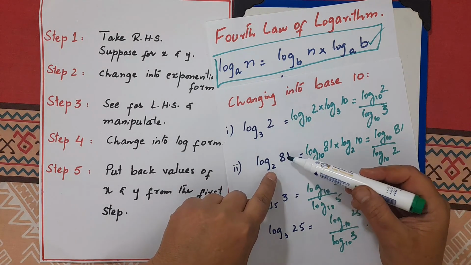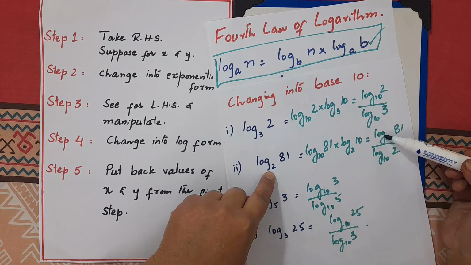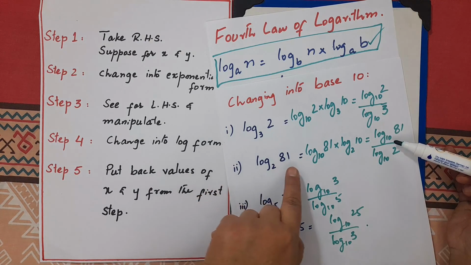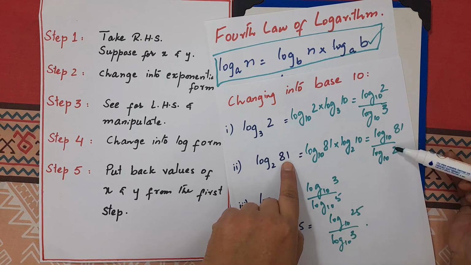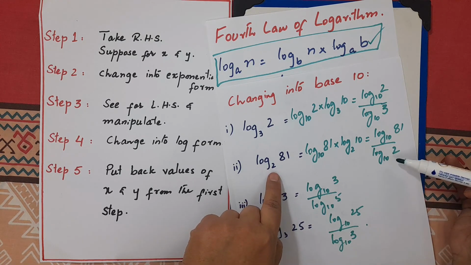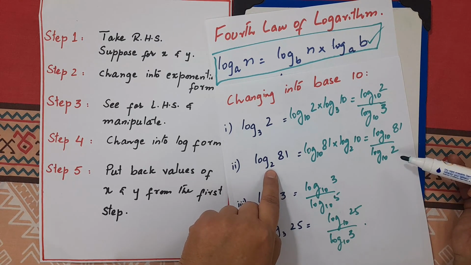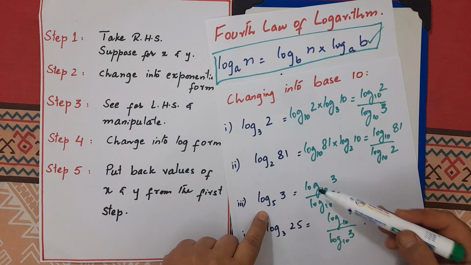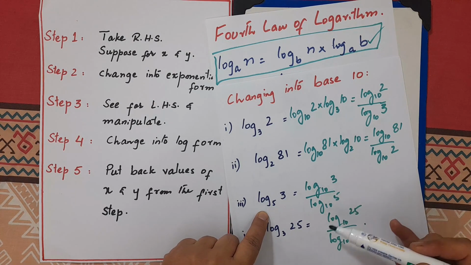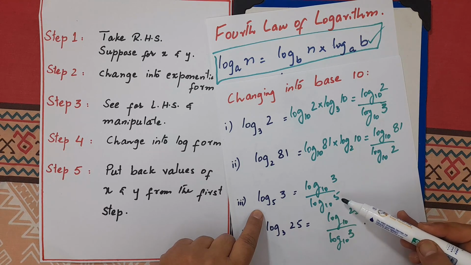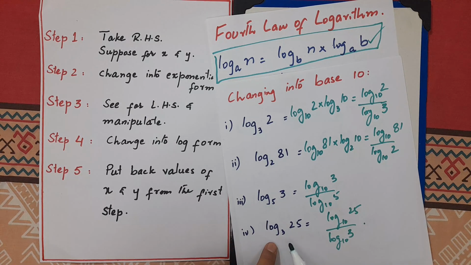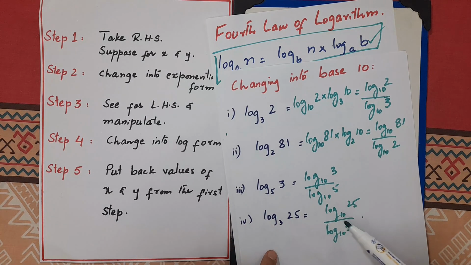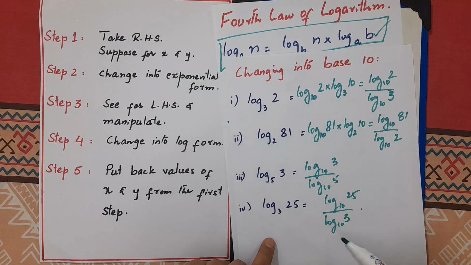Log to the base 2 of 81. If you see, it is log to the base 10 of the original number divided by log to the base 10 of the base that was on the left hand side. Log to the base 5 of 3 is log to the base 10 of 3 divided by log to the base 10 of 5. Log to the base 3 of 25 is log to the base 10 of 25 divided by log to the base 10 of 3.